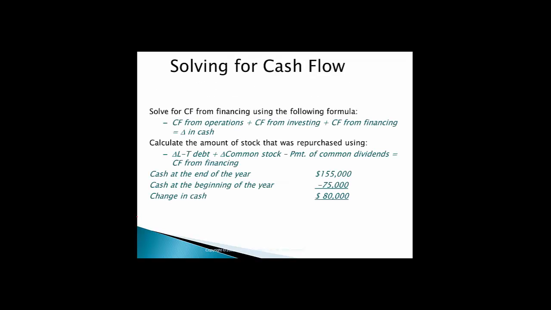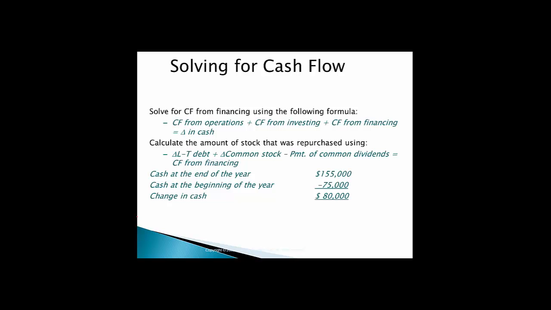What we're going to do is first figure out what the cash flow from financing is. We know that if we add all three cash flows together, we get the change in cash. And we know the formula for the cash flow from financing is, let's look at the change in long-term debt and the change in common stock and how much in dividends was paid, and that's going to tell us the cash flow from financing.